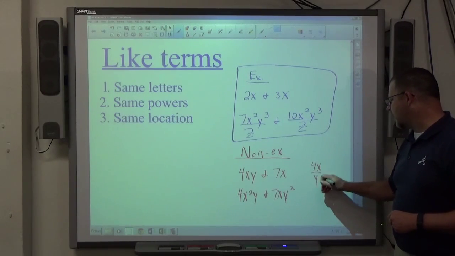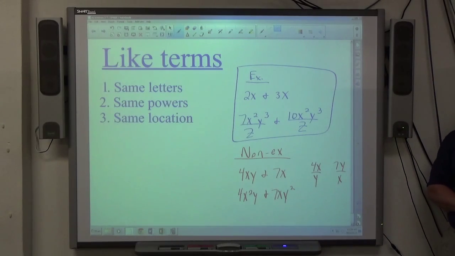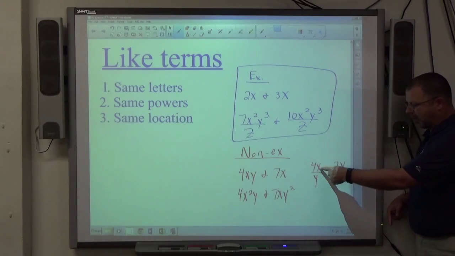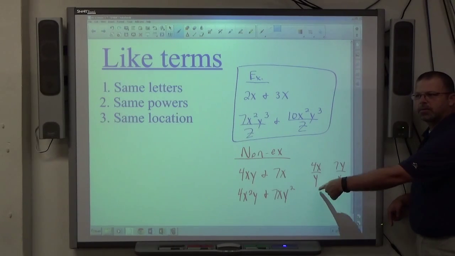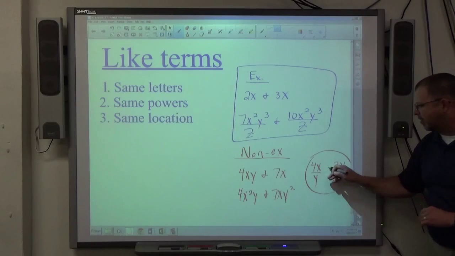4x over y and 7y over x. They both have x and y. They're both the first power, right? That's x on top, that x on bottom, that y on top, that y on bottom. So they're not the same locations. Okay? These two right here actually don't have the same powers.